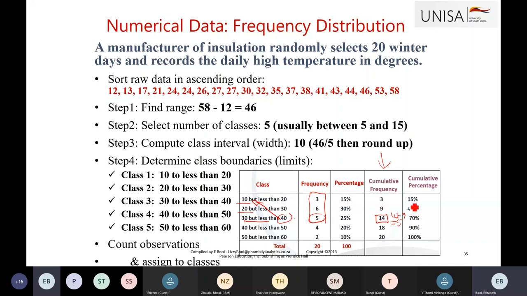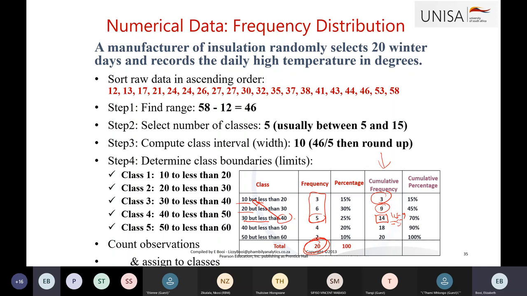And for cumulative percentage frequency, you take the value and you divide by the total. You take 9, divide by total. And that will give you the cumulative percentage frequency. And that is your frequency distribution.